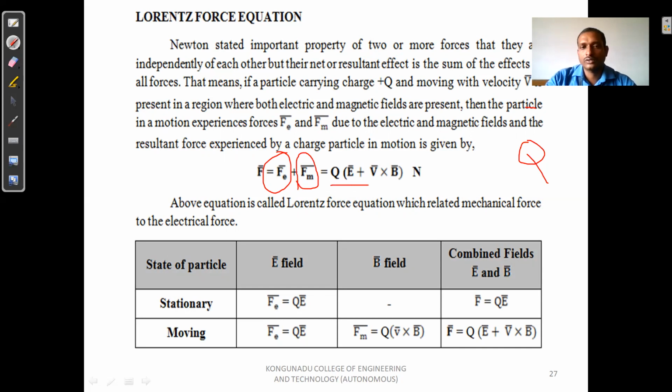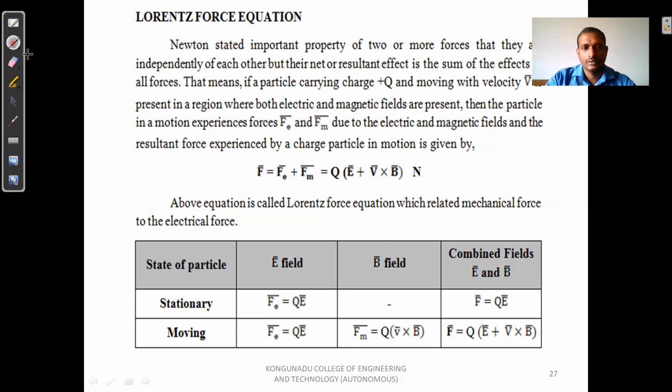So simply we are going to write the equation. F equal to Q into E plus V cross B. Q is called the charge, E is called the electric field intensity in that particular field, V is called the velocity of the charge, and B is called the magnetic flux density. So Q into E plus V cross B is the Lorentz force equation, the force experienced by the charge in the presence of electric and magnetic fields.